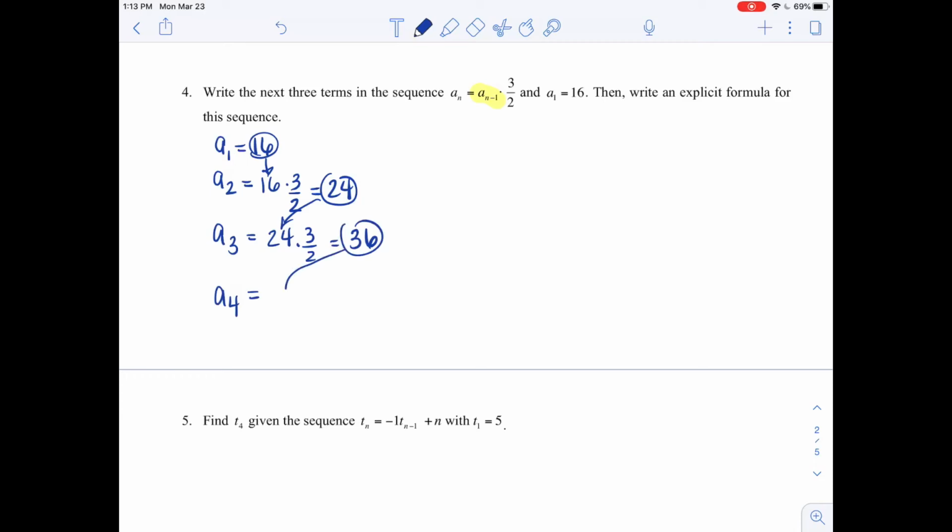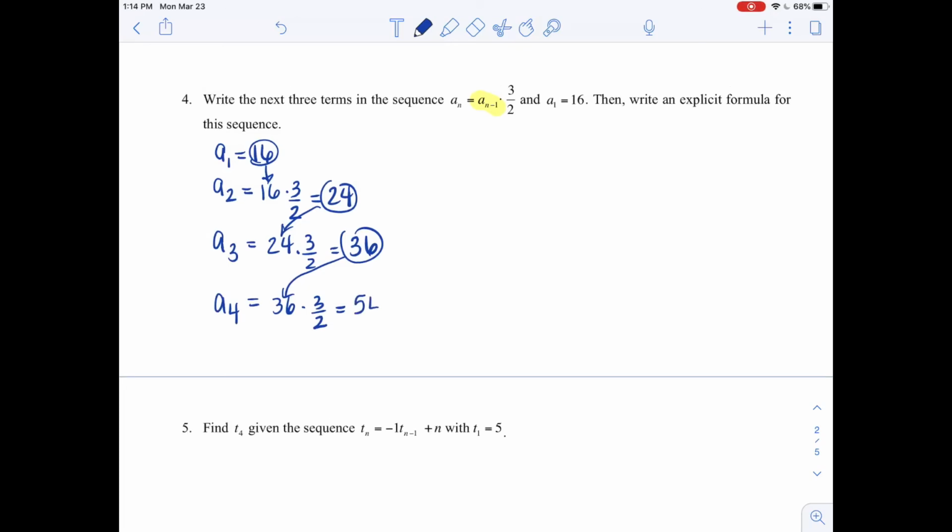So 12 times 3 is 36. And then my fourth term is once again going to take that previous term of 36, times it by 3/2. So when I do 36 times 3 over 2, that comes out equal to 54. So let's take a look at these numbers. 16, 24, 36, 54. If you tried to find a common difference, you would not find one this time.